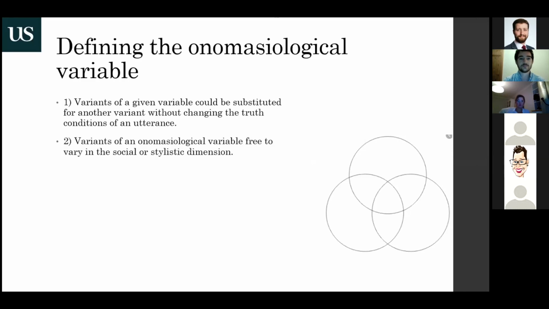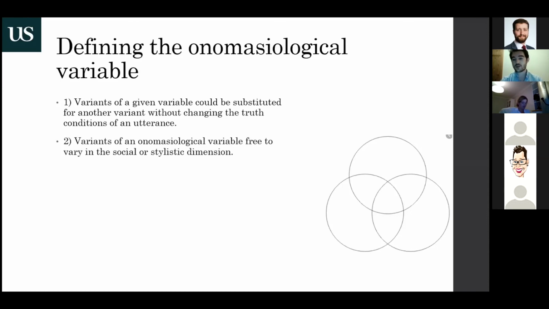Okay. To define an onomasiological variable, there are two points that I think are really important to consider. The first is that a variant of a given variable could be substituted for another variant without changing the truth conditions of an utterance. And secondly, variants of an onomasiological variable are free to vary in the social or stylistic dimension. Okay, and as I mentioned a moment ago, natural language abhors absolute synonymy, as Alan Cruse famously said. So how does this work if we're interested in substituting words where truth conditions aren't being altered? Well, one of the ways in which synonyms can relate is that they share some kind of semantic overlap, right?